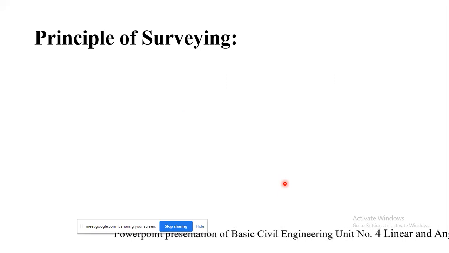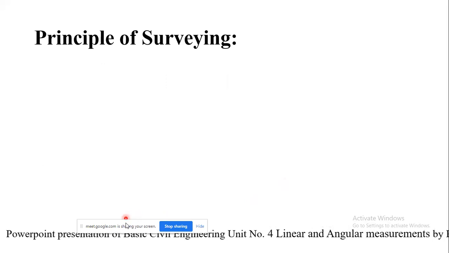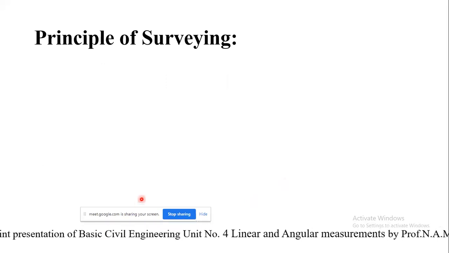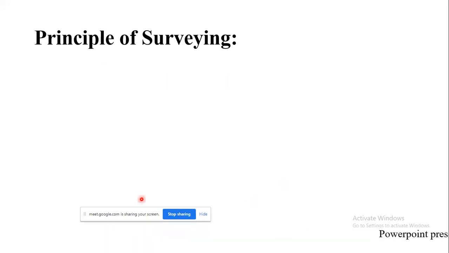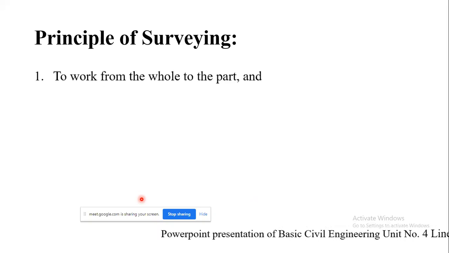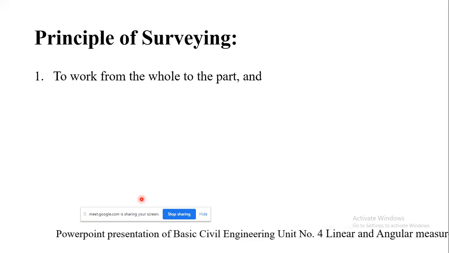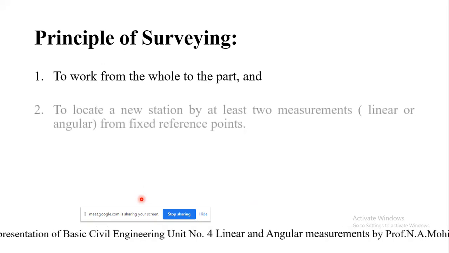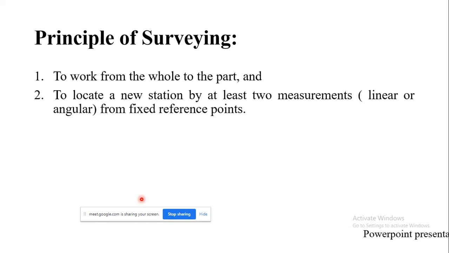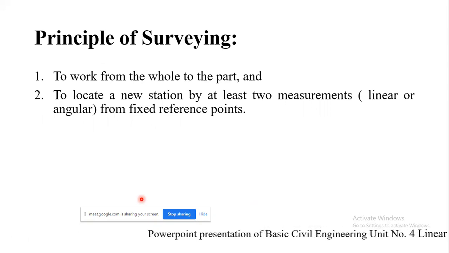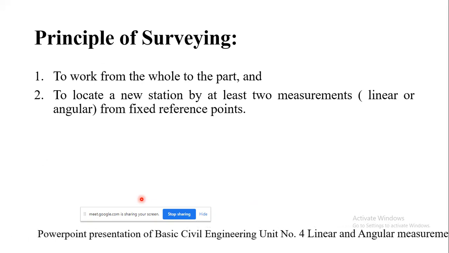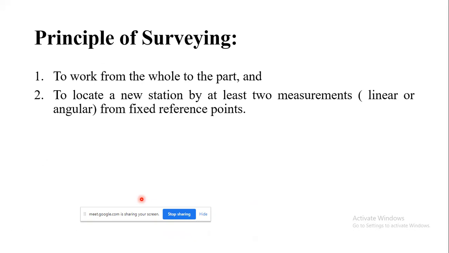But we should know what is the basic principle behind this surveying work. Basically there are two general principles. The first one is to work from the whole to the part, and the second one is to locate a new station by at least two measurements, that is linear or angular, from fixed reference points. So we'll see them one by one.